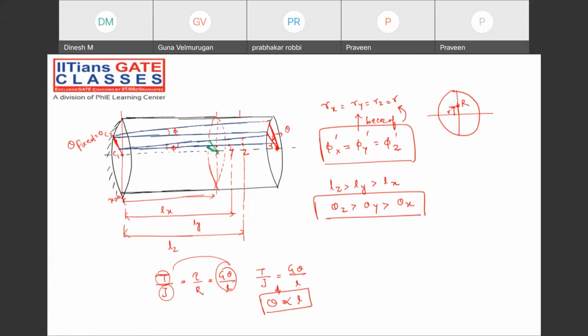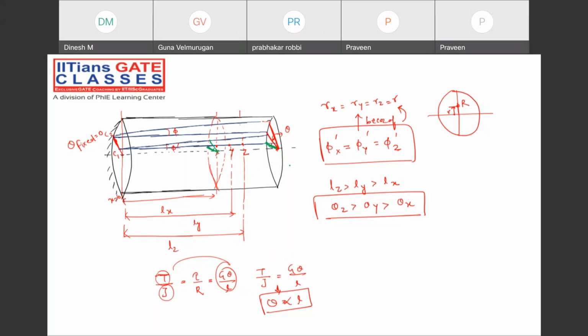Suppose you are going to consider this particular radius. This will be the angle of twist for theta x. That will be lesser than theta y, that will be lesser than theta z. The least one will be theta x only, because it is more affected by the fixed end. The moment you keep on moving away from the fixed end, your angle of twist will keep on increasing. Understanding or not? All of you are getting my point? A little bit of complication is there, but it is a very easy topic.